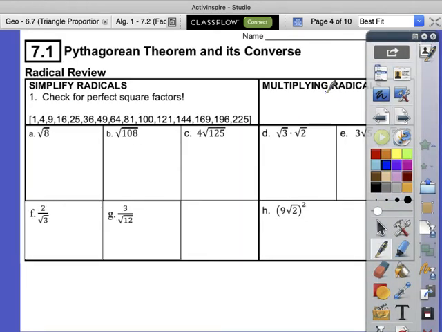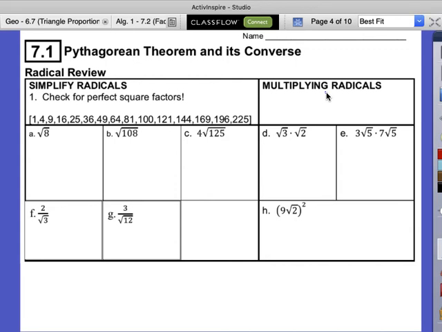Okay, Honors Geometry, Thursday, the 27th of February, 2020. 4 months from today, guys, for those counting.